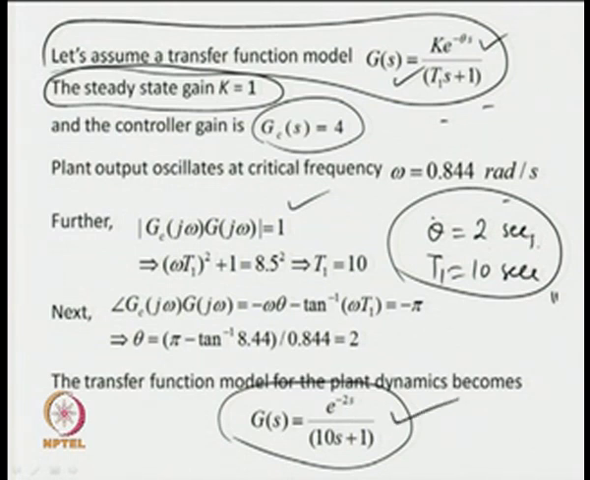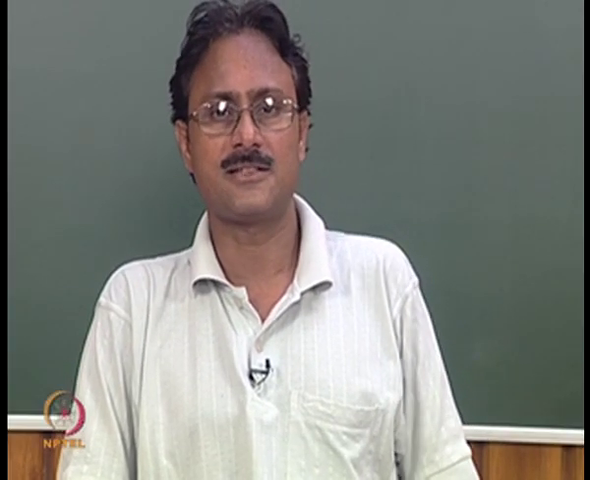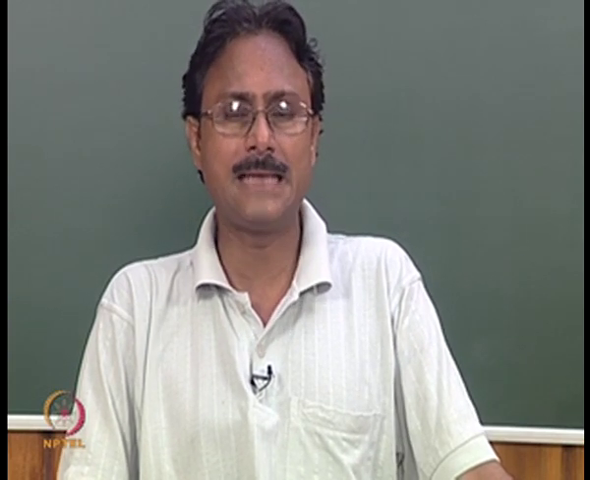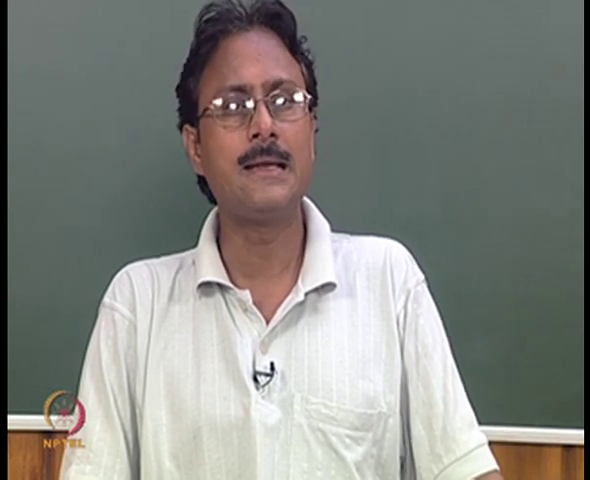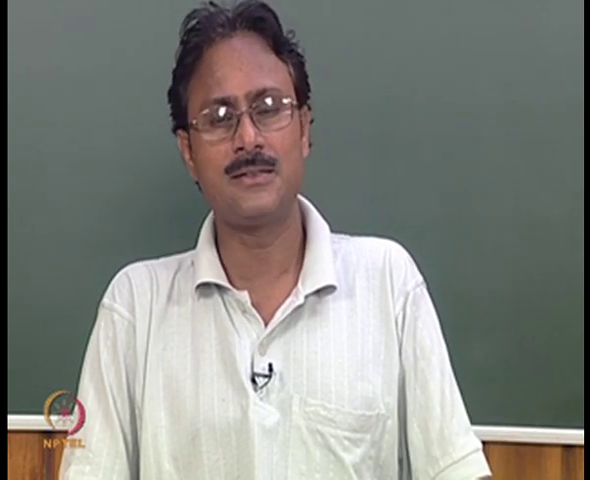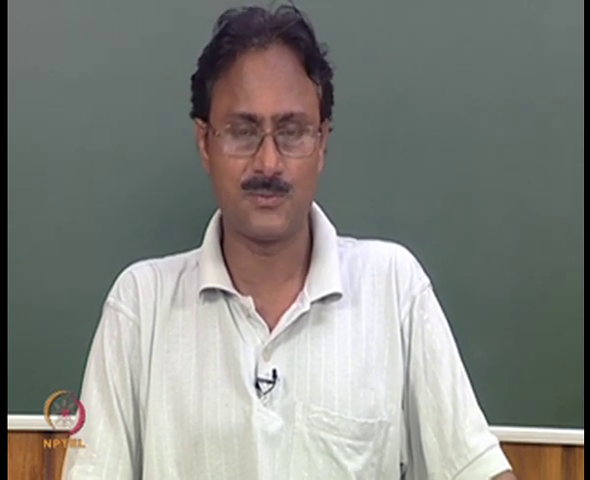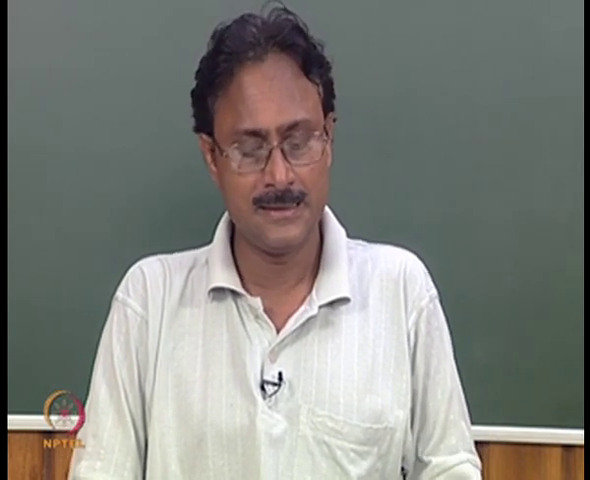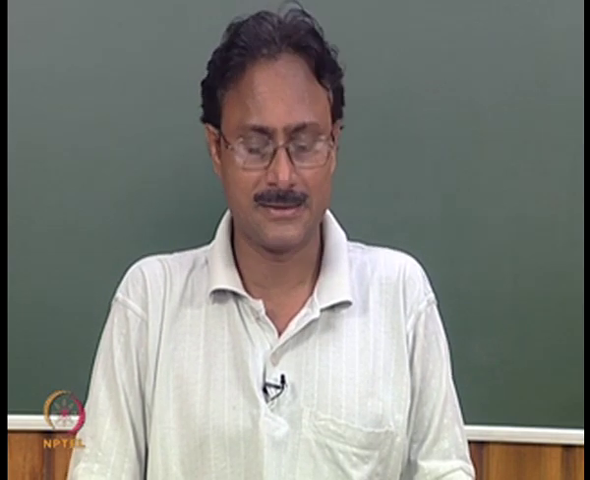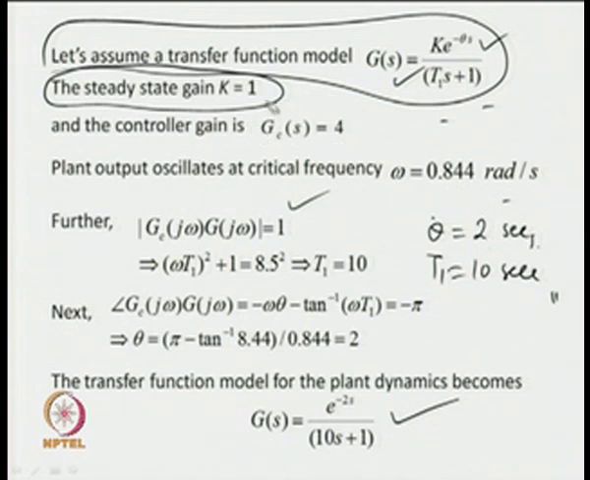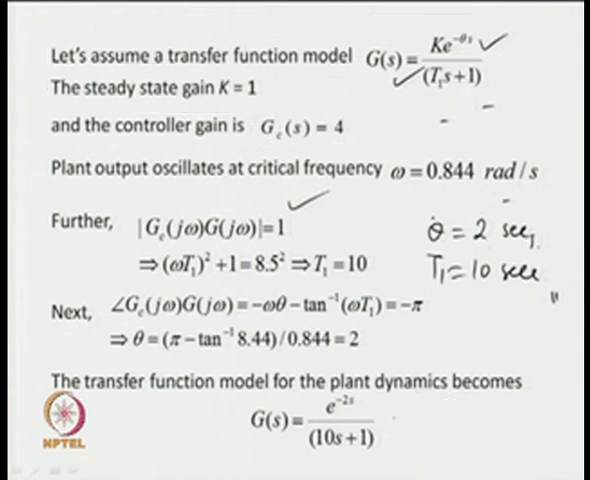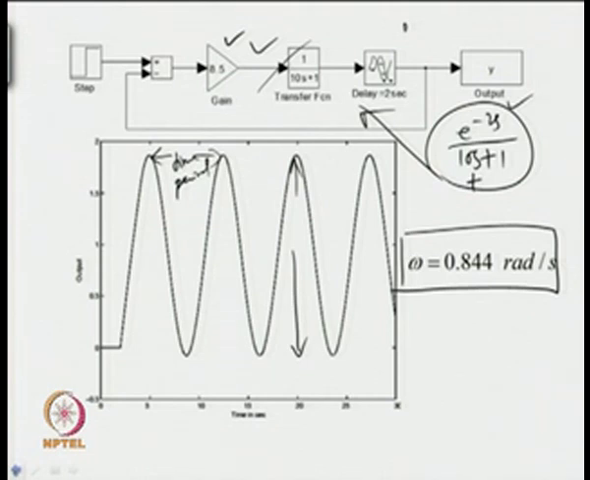So, frequency domain based identification can be used to estimate transfer function models of process dynamics in a convenient way, and one can estimate more accurate values for the parameters of the transfer function models by using this frequency domain identification technique. Now, why are we getting a sustained oscillatory output for the closed loop system? Let us go back and analyze the closed loop system a little bit.